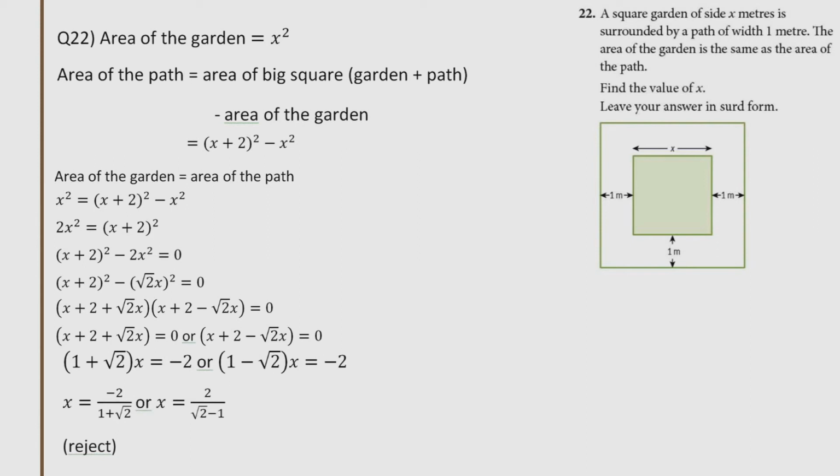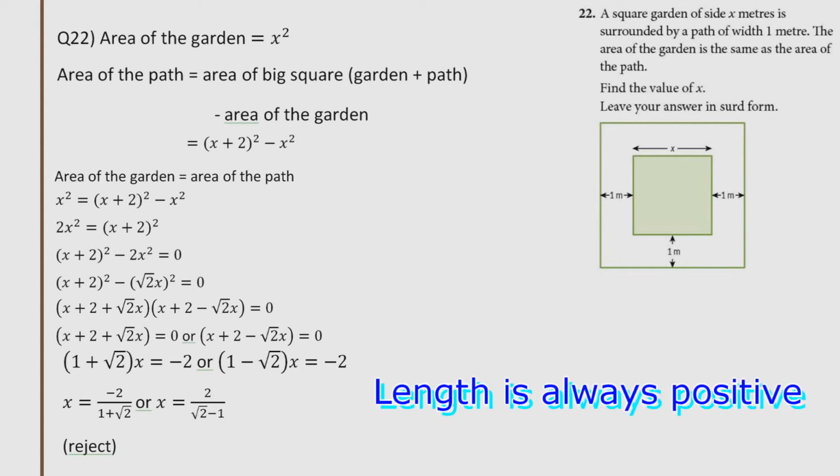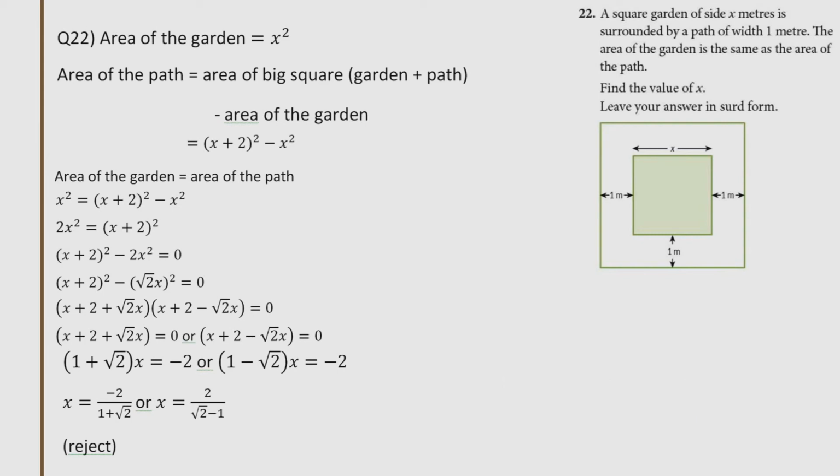Why is this so? Because in this context here, x meters, we are talking about length. So length, we can't have a negative value. We don't have negative 2 meters. We don't have negative 100 meters. We only have 3, 5 meters, like that. So when x is negative, we are going to reject that, because that's not going to happen for length.